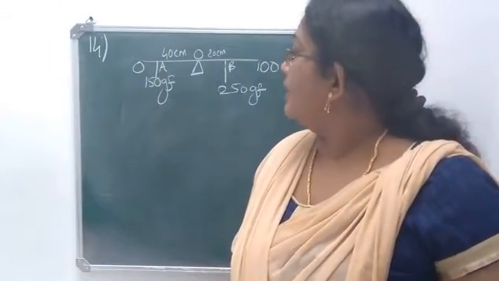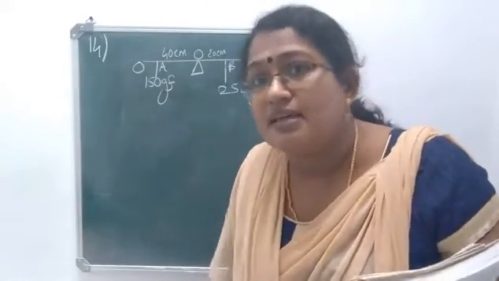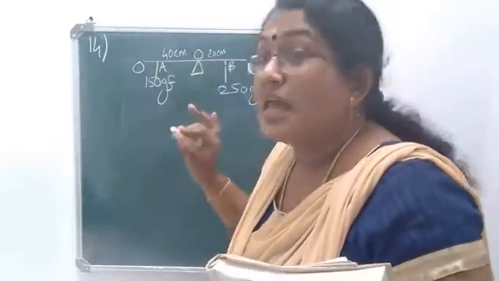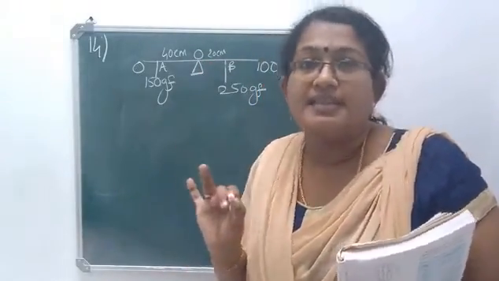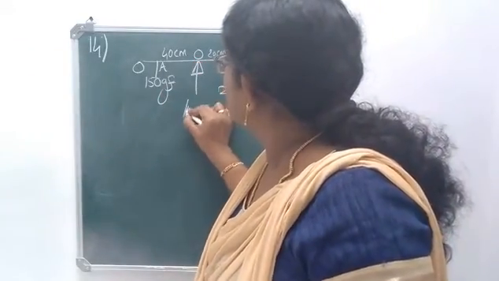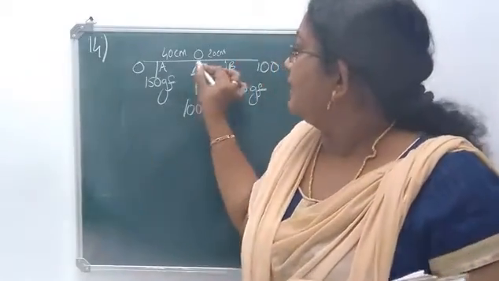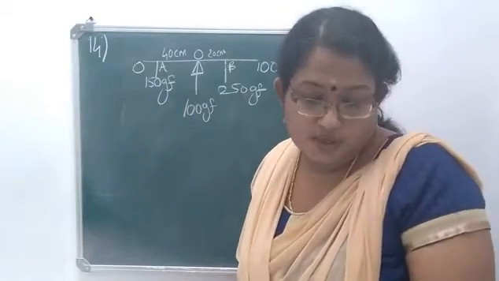Weighing 100 gram force. Okay, weighing 100 gram force means the weight of this rule is 100 gram force. Where will we keep the weight? Where will we mark the weight of the rule? At the exact center, isn't it? So here we have the center. So here we have the weight 100 gram force. Okay, that is at 50 centimeter mark we will be having the weight of the rule.